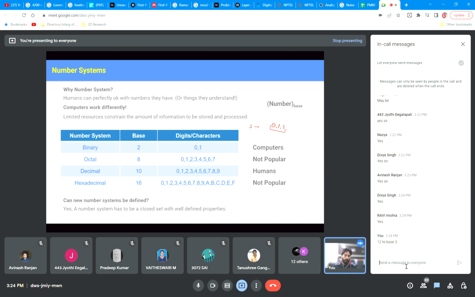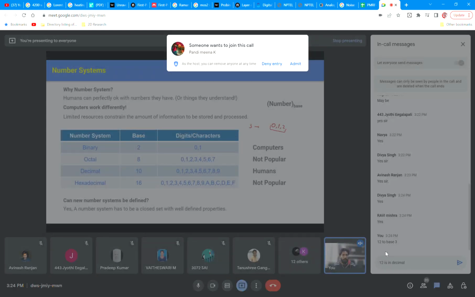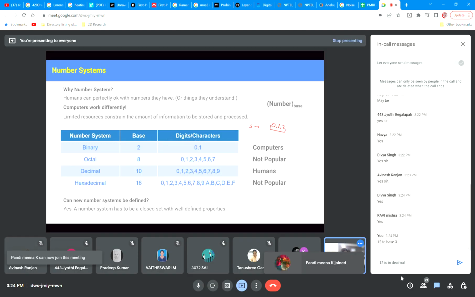So let's suppose 12 is in decimal. I will anyways solve this. Do you guys want to put the answer in for this? I will just wait for 5 minutes. Since the professor has already taught you how to convert from decimal to any new base, I would ask you guys to convert 12 decimal to a base 3 number and tell me what will be its value in base 3.